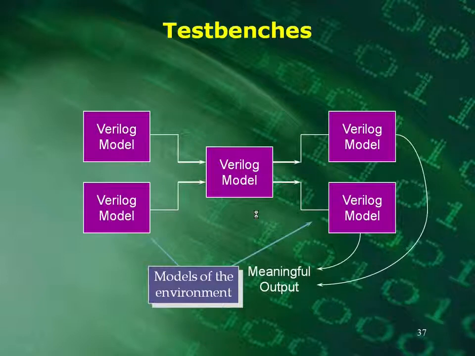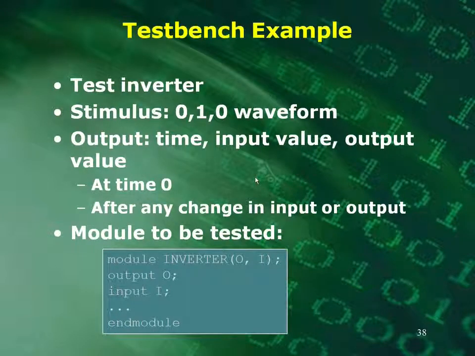So let's say, in a simple case, we just want to test an inverter. For an inverter, you feed it a stimulus with a 0 and a 1 and then a 0 over time. You're going to observe the output of that inverter over time, and input values and output values. You're only going to see how things change. You're going to observe how it reacts at time 0 versus how it reacts at some other point in time after an input or an output has changed.